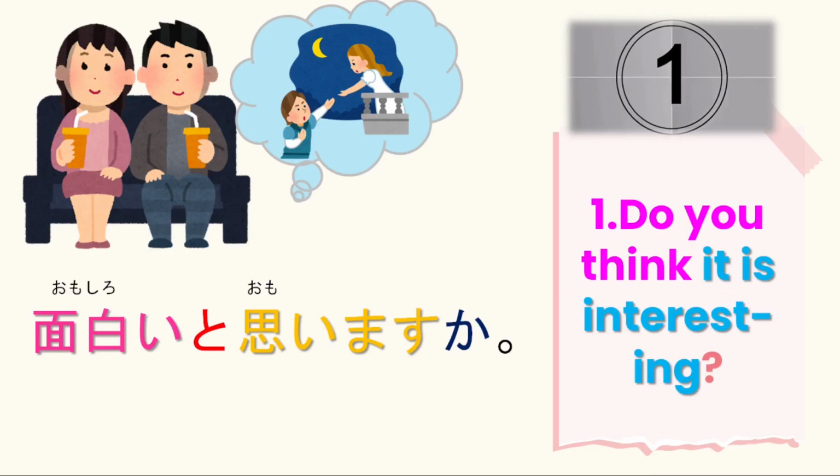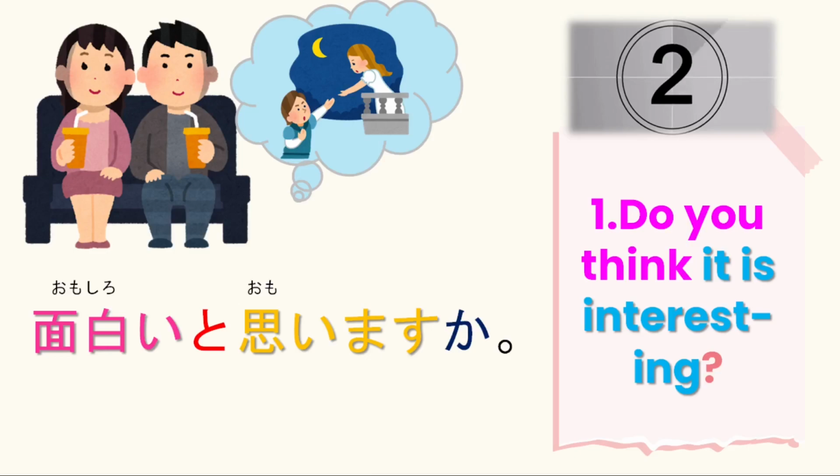By the way, when you want to say, what do you think? We say, do omoimasu ka? Do actually means how in Japanese, but it translates to us, what do you think? Not how do you think. Okay, so what do you think of this movie, Romeo and Juliet?